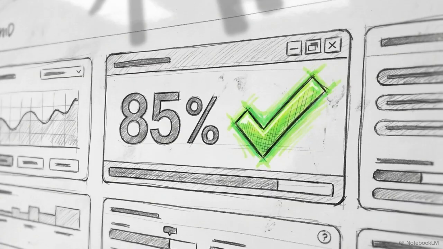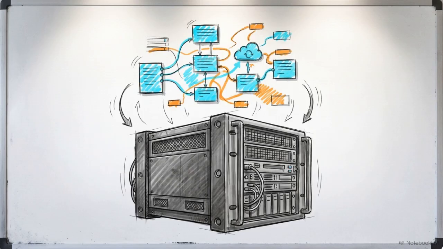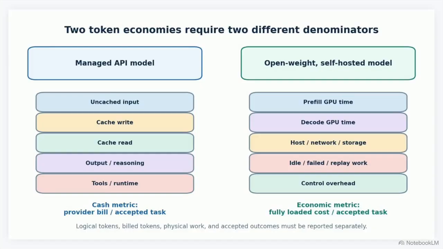For an organization to scale, the strategic unit of measurement must move from the raw token to the lawful, quality-gated cost per accepted task. To find that true cost, we have to decouple the logical workload from the physical infrastructure processing it. This distinction creates two separate token economies: managed API models provided by vendors and open-weight models that you host yourself.